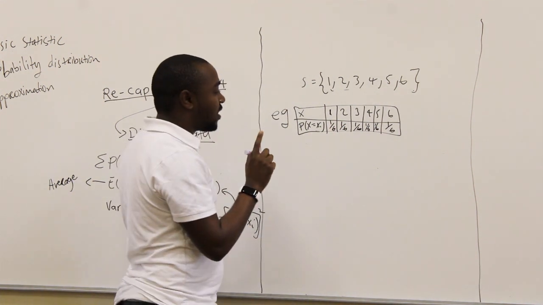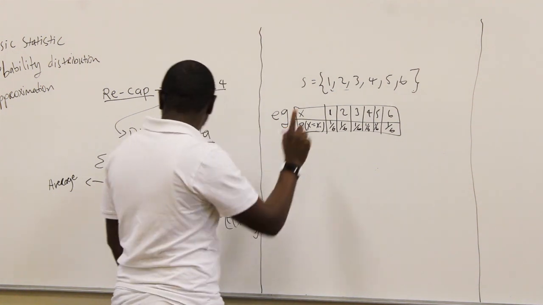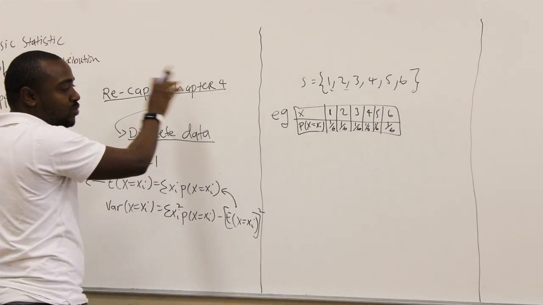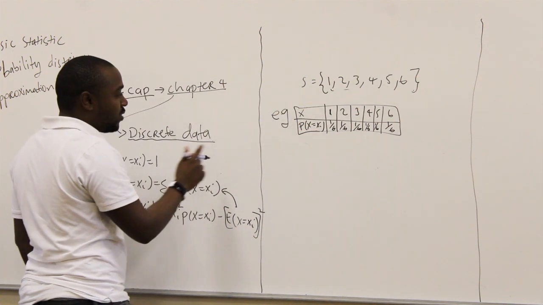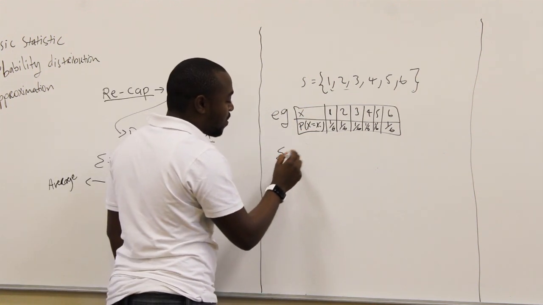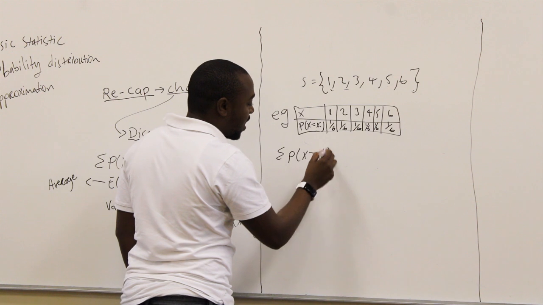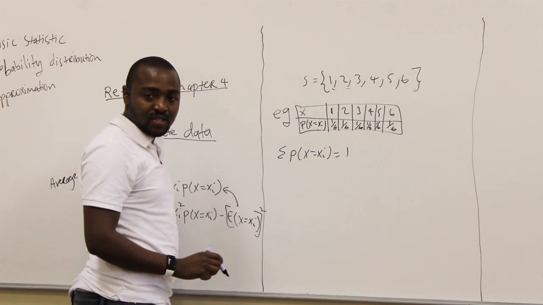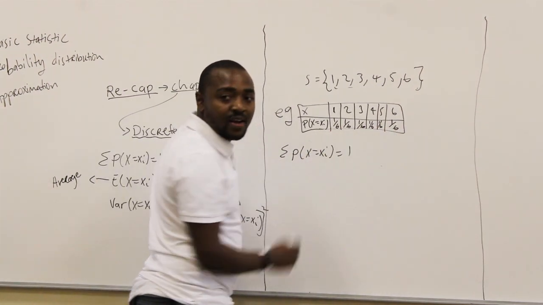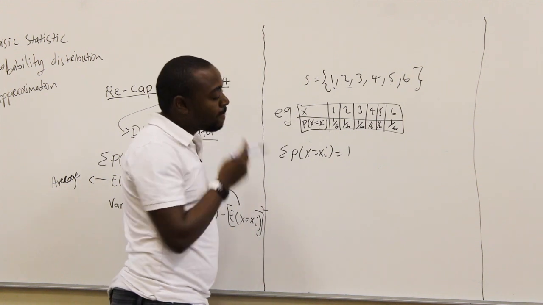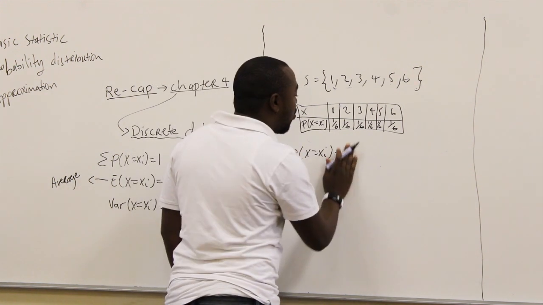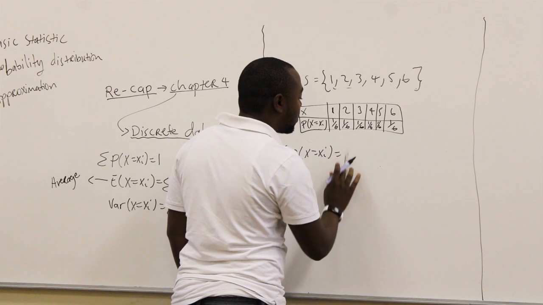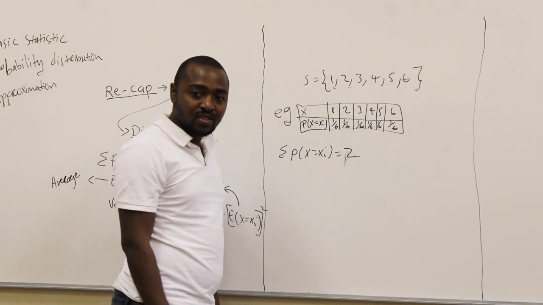Now, how do you check that, in basic statistics where you're dealing with discrete data? You need to sum all the probabilities of x equals xi, and they must equal 1. So are you getting a 1 here? Yes. Now my question is, why are you getting a 1, not 2?